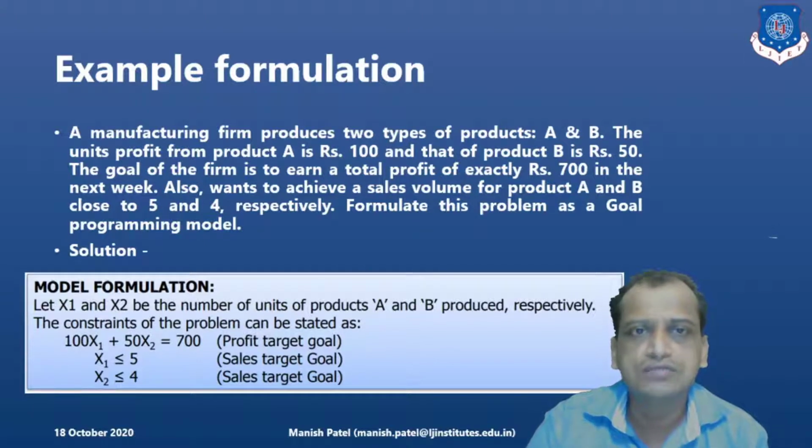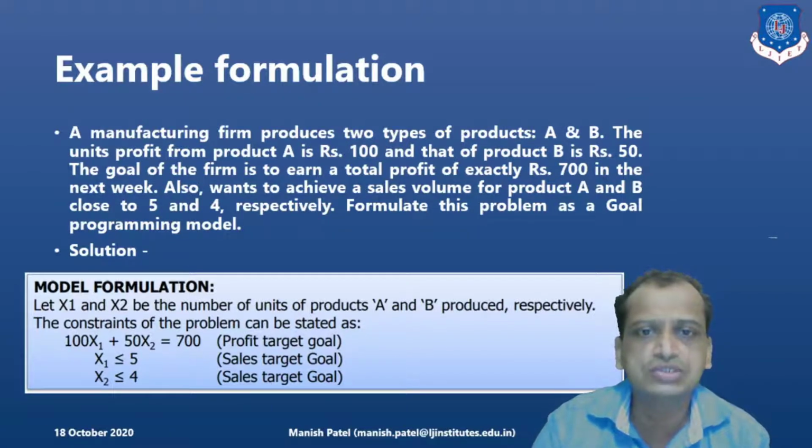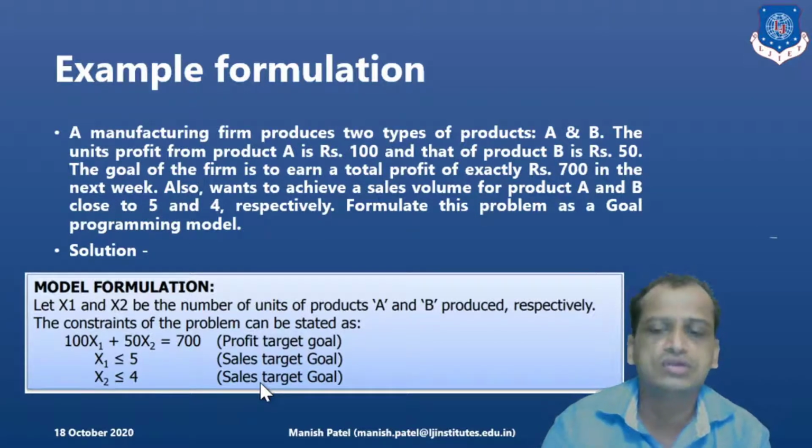Let's start with the model formulation. Let x1 and x2 be the number of products A and B to be manufactured. What are the constraints here? The profit goal is 100 x1 plus 50 x2 equals 700. That is the profit target goal. Now x1 should be less than or equal to 5. That is the sales volume. And for x2, it is less than or equal to 4. That is the sales target goal for product B.